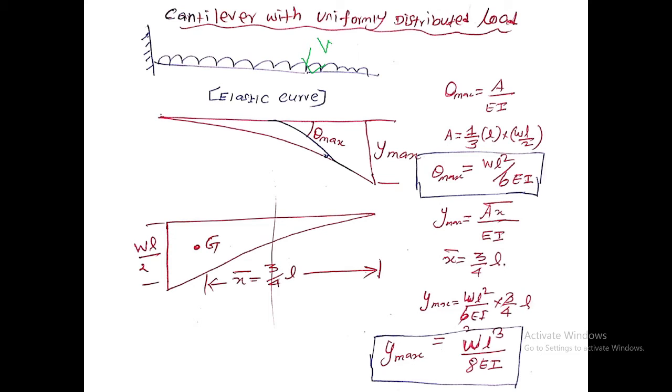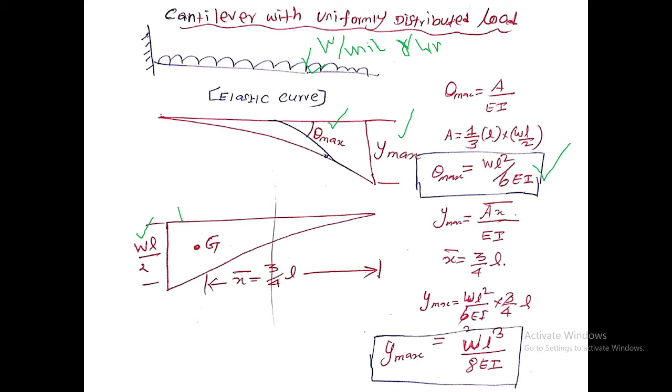W per unit run. In this elastic curve we have y max and theta max. Theta max equal to A by EI. In the bending moment diagram, the area is 1 by 3 into length L into height WL by 2, where the total length of the beam is L. So theta max equal to WL squared divided by 6EI.